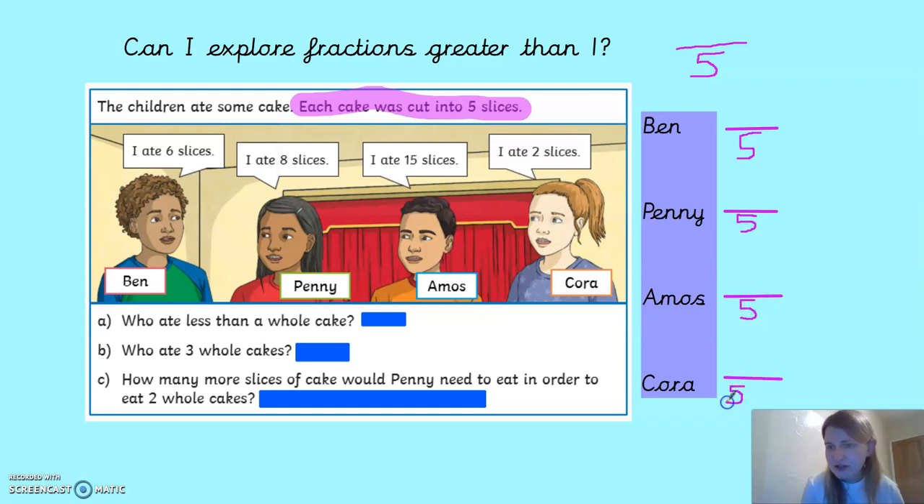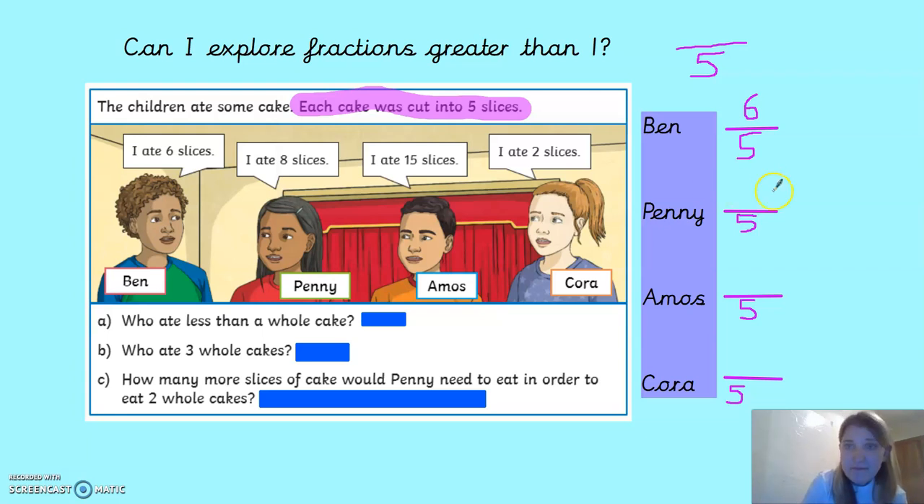Then your numerator, again, what is a numerator? Where can you find the information for that? The numerator is how many equal parts you have got. So each child, the number of slices they ate is their numerator. So Ben ate 6. He had 6 parts from wholes that were cut into 5.